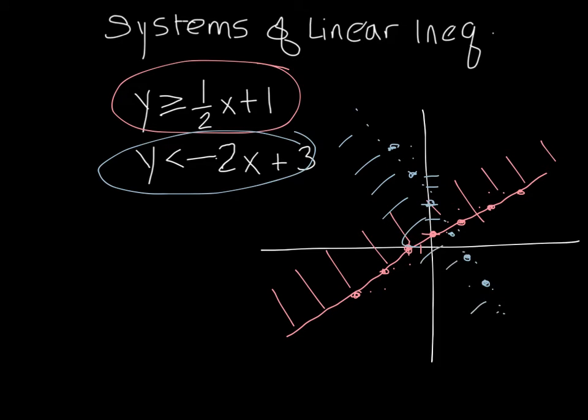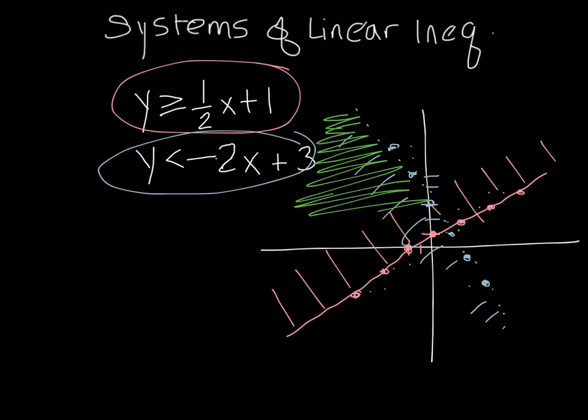And so now your answer is, where do they overlap? So if I look at them, this pink one goes up here, the blue one goes down here. They overlap in this area right here. So that's where I'm going to shade. So let's give it a different color. Let's go with green. So I'm going to shade in this region here and only this region here.